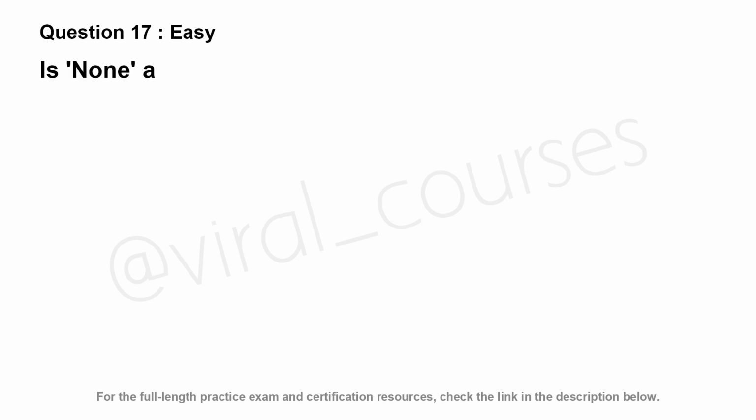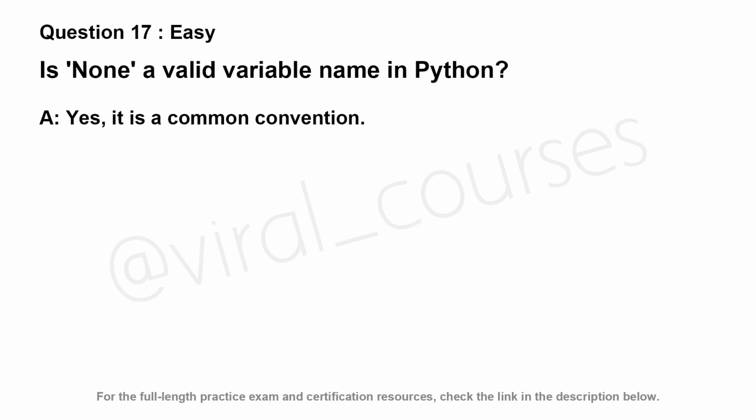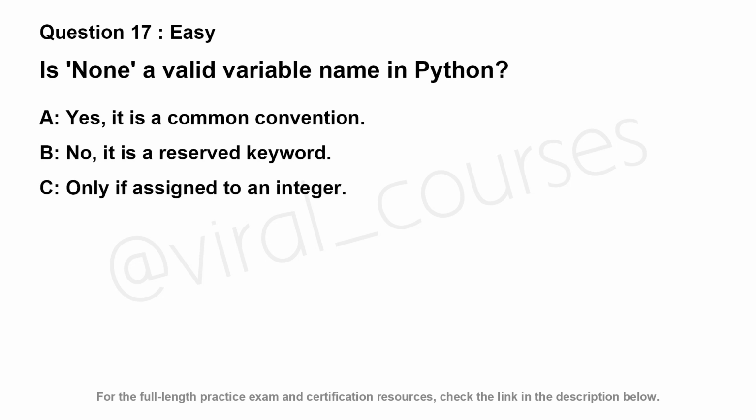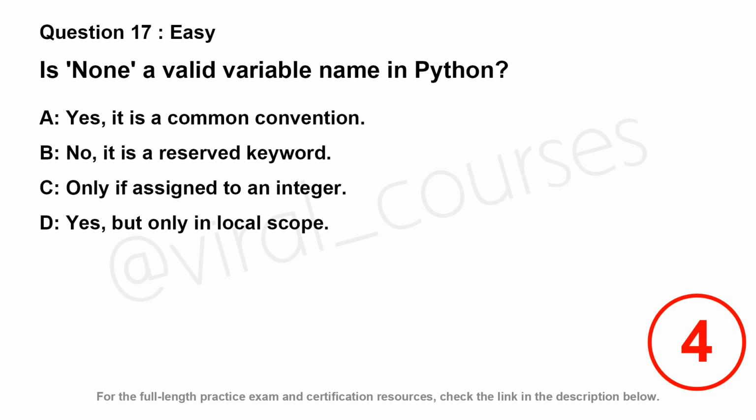Is None a valid variable name in Python? Option A, yes. It is a common convention. Option B, no. It is a reserved keyword. Option C, only if assigned to an integer. Option D, yes, but only in local scope.